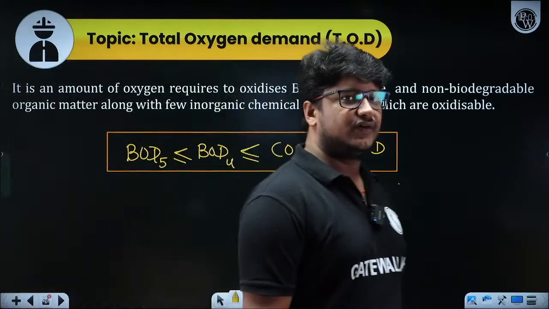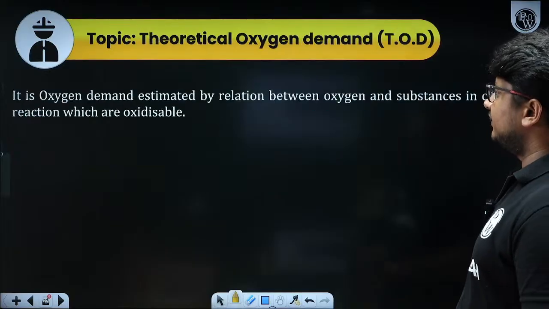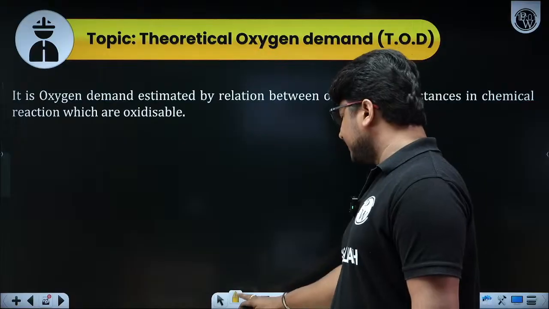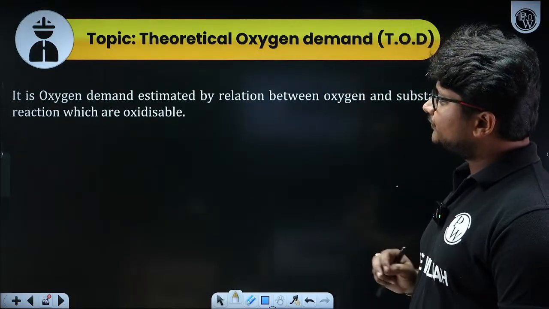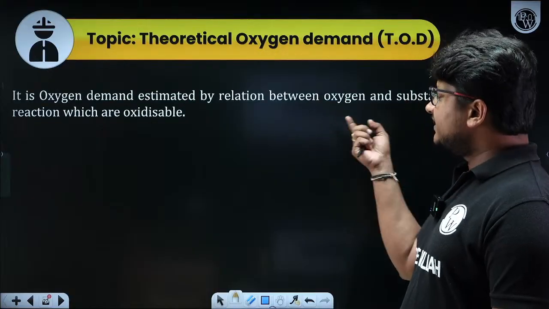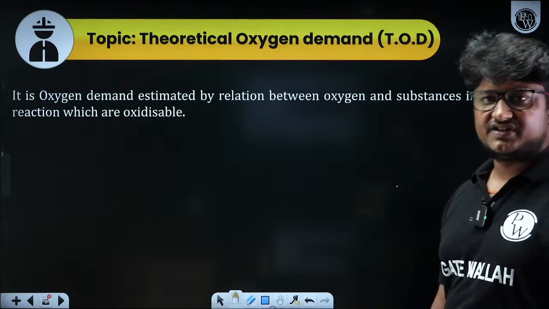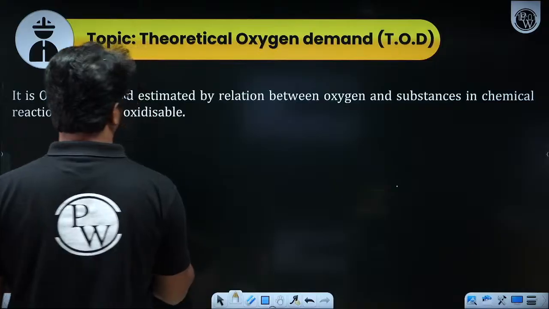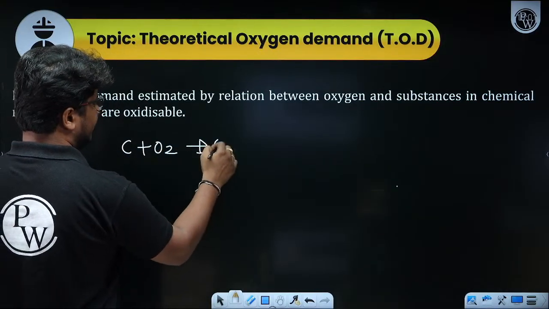Now we are going for the next one, which is theoretical oxygen demand. By definition, it looks very easy. What it is actually telling you? It is the oxygen demand estimated by the relation between oxygen and substance in a chemical reaction which are oxidizable. It is very simple for you to understand. For example, C plus O2, it gives you CO2.